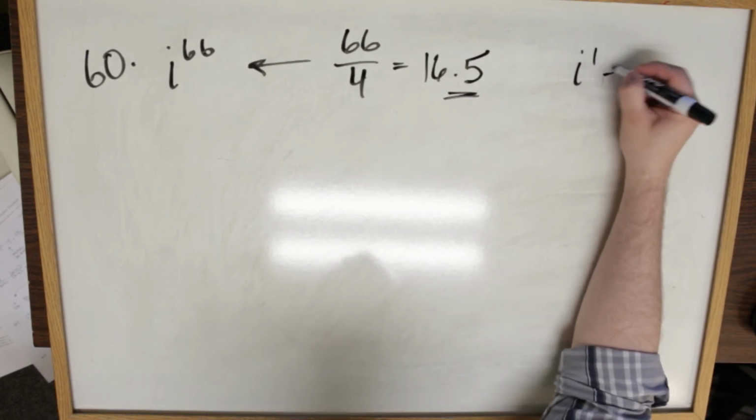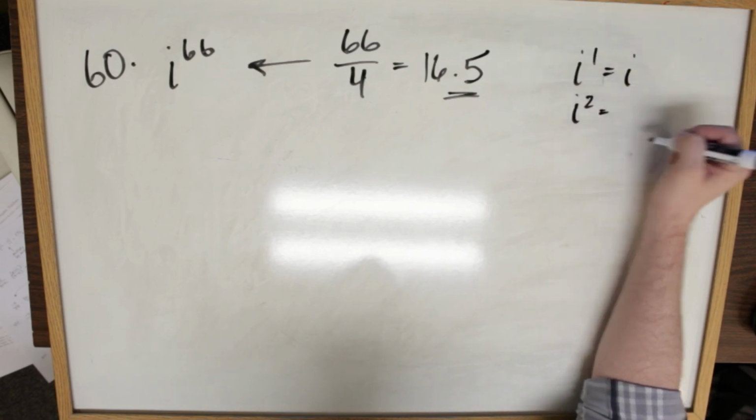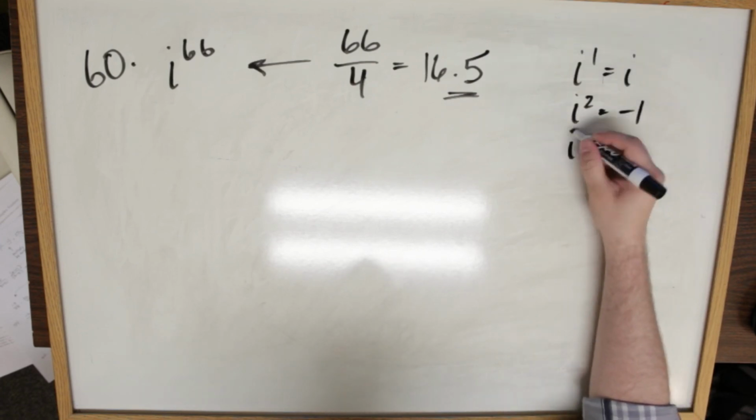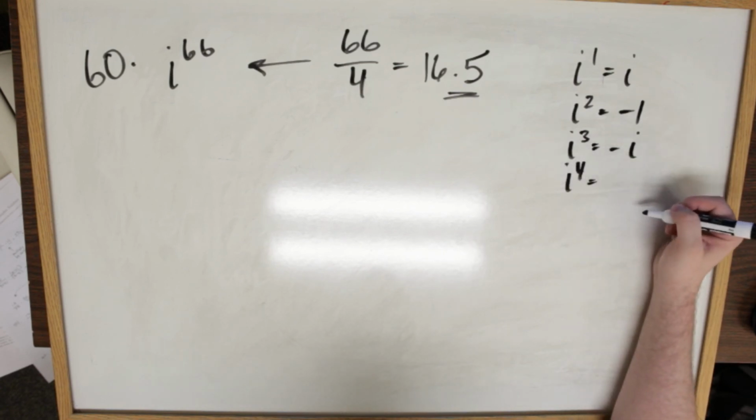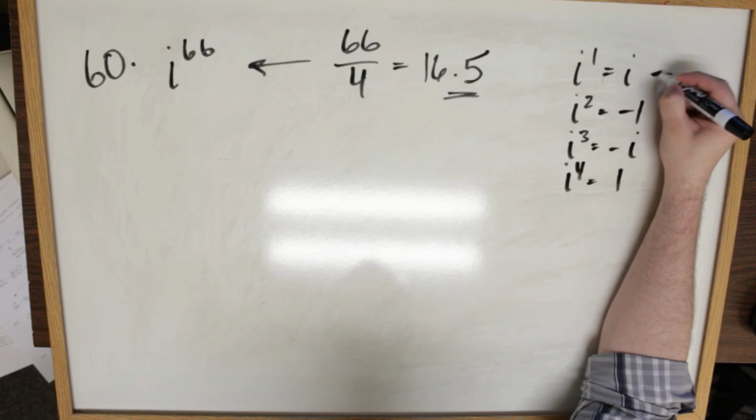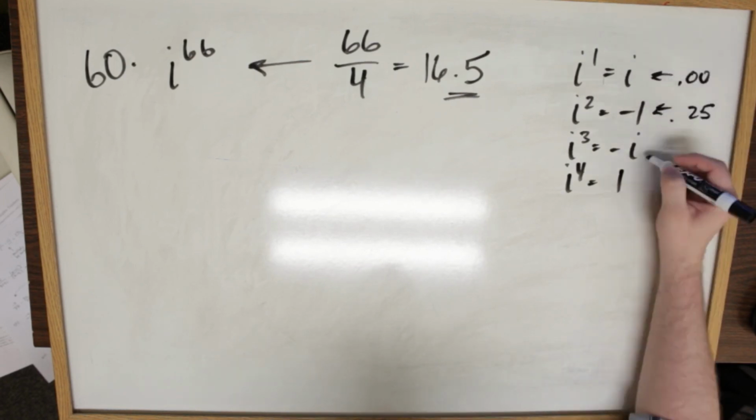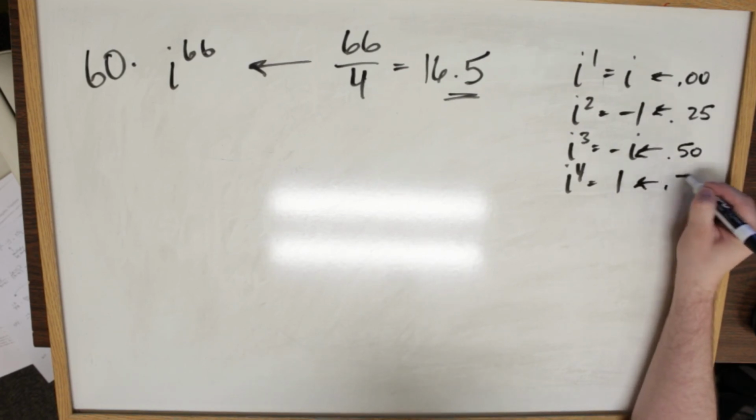We've got i to the first is equal to i, i to the second is equal to -1, i to the third is negative i, i to the fourth is equal to +1, right? So that's, again, it's cyclic. So this corresponds right here to 0.00. This is going to correspond to 0.25. These again are just remainders, okay? That's important to remember. 0.50, and then this is going to correspond to 0.75. All right.